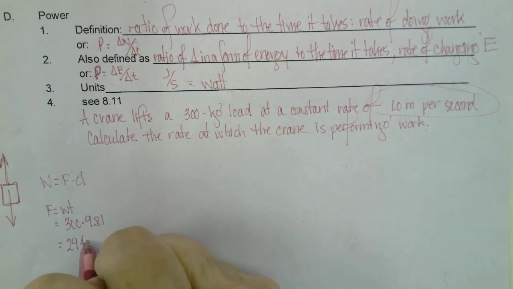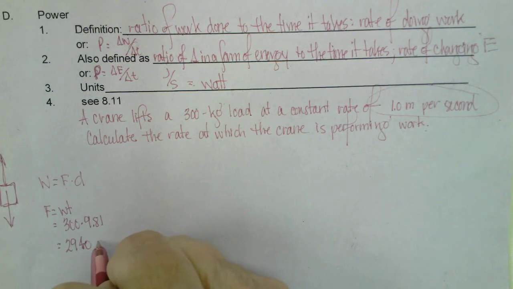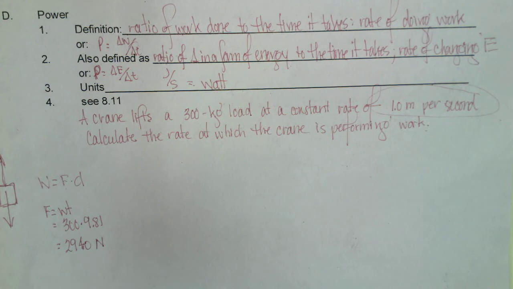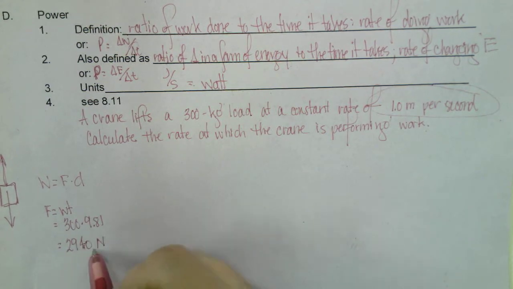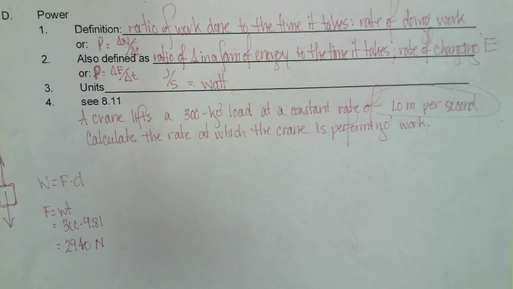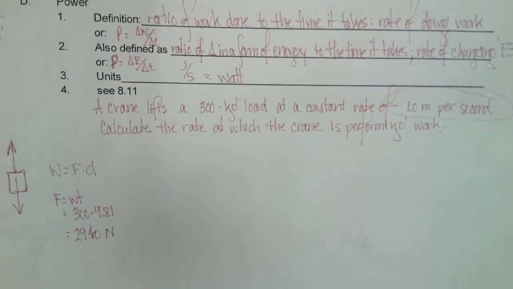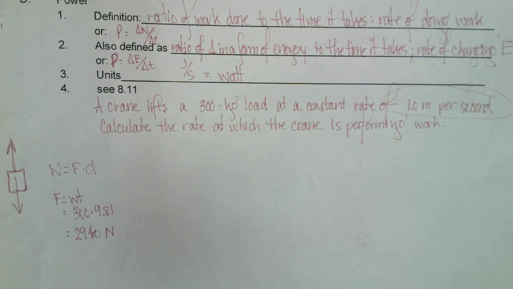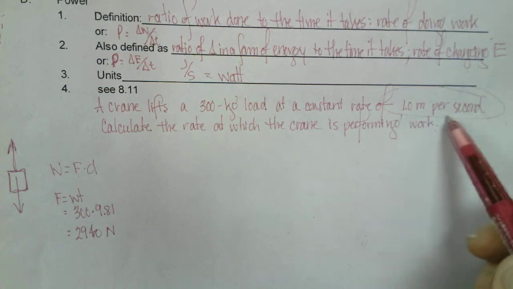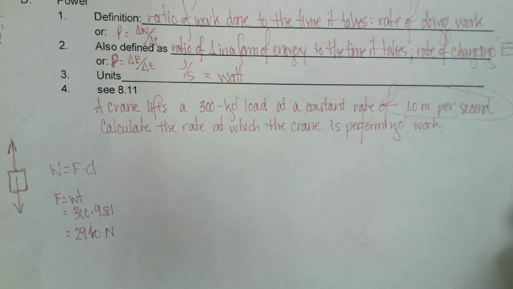2,940 newtons. Okay, so my force is 2,940 newtons. I have to figure out what my distance is because work is equal to force times distance. I also have to figure out what my time is. So I'm going to look back at what I have here, and it's a rate, 1 meter per second.